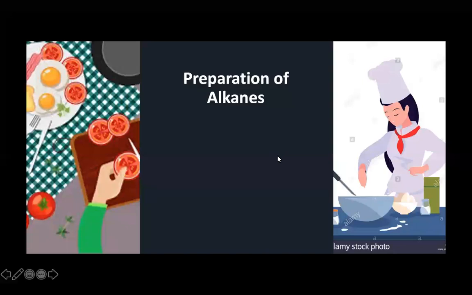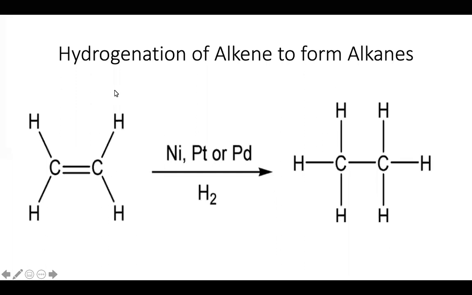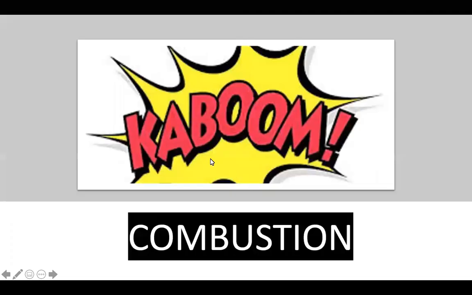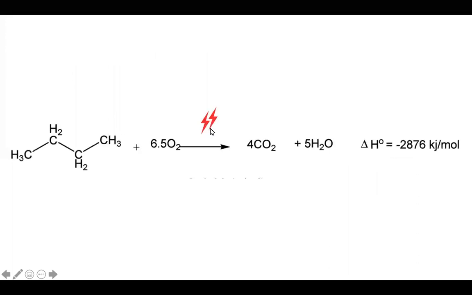How do we prepare alkanes? Alkanes are so unreactive, but we can prepare them from alkenes through hydrogenation. We introduce nickel and hydrogen gas, we get alkanes. What are the chemical reactions? Combustion. So when we introduce energy, such as electric energy or any source of energy, we can break down alkane to form carbon dioxide and water, and it's a very exothermic reaction.